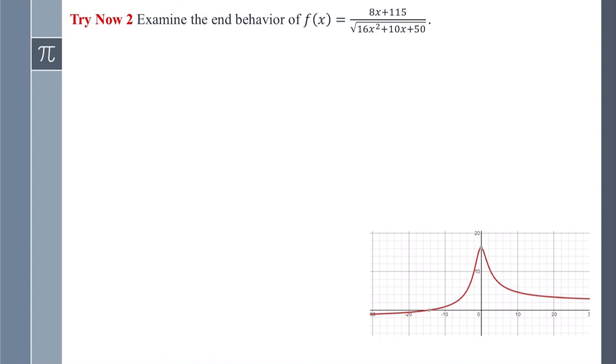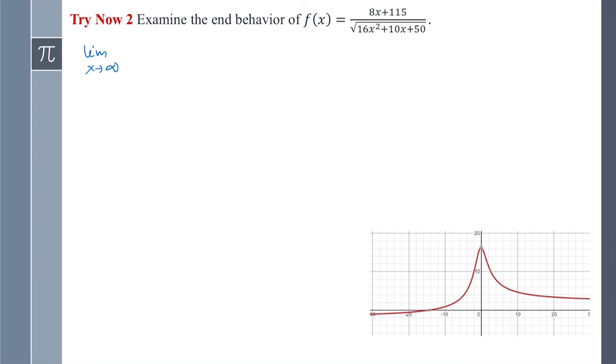So here is a try now example. You can just pause the video and try this example, which is very similar to the previous one. And then you can check your work by resuming the video. So here, limit as x approaches infinity.